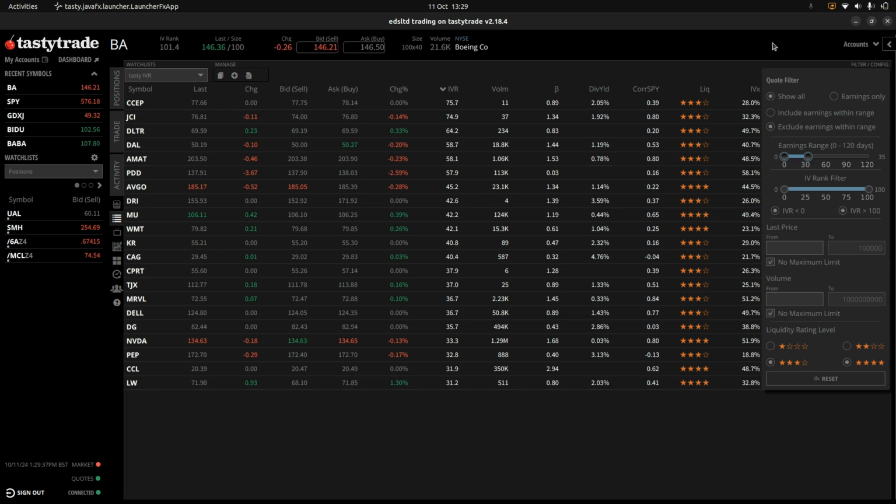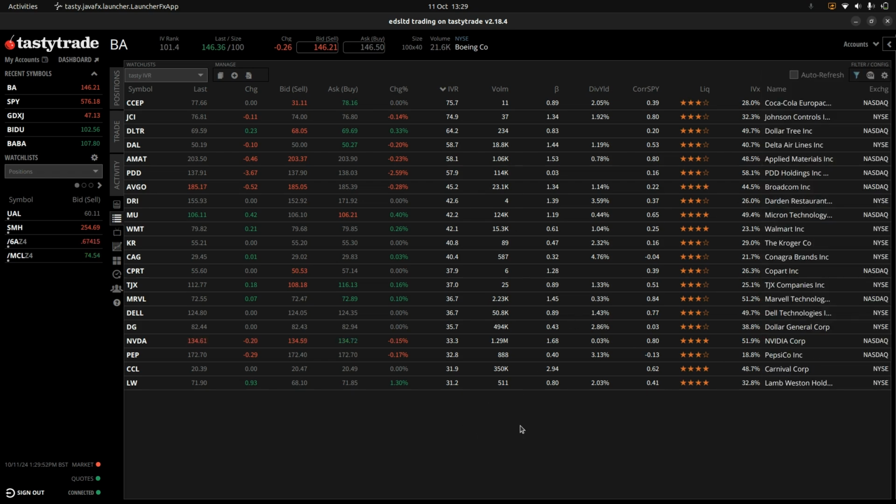So you want to filter out things that have earnings, and you also want to filter out anything that has a low liquidity level. The reason for that is because you want to be able to trade tight spreads and get in and out of positions pretty easily. So once you've done that, you'll be left with a watch list full of things that are very liquid, and also don't have earnings over the selected period.